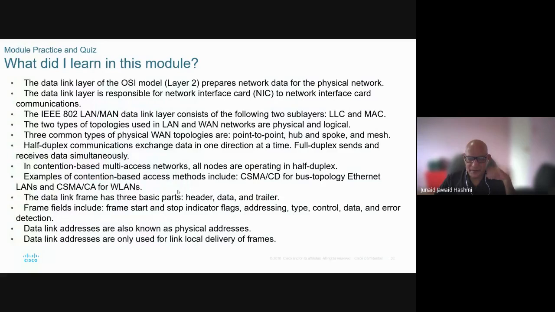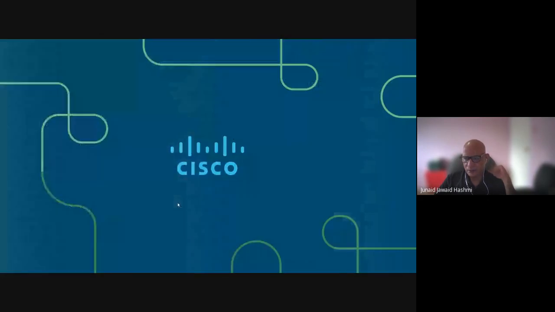All right, so that's the end of the data link layer. I don't know, there's not much. I have to see if there are labs.